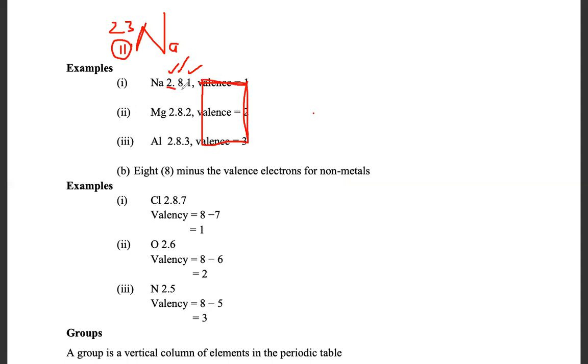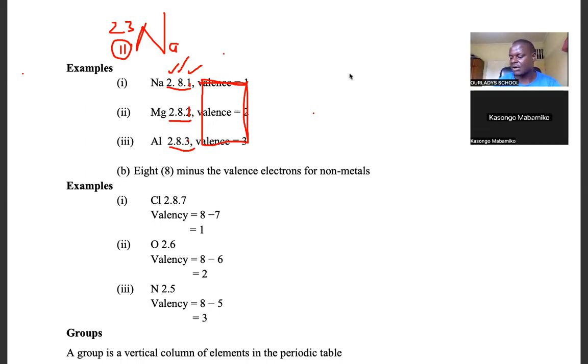We expect this sodium to be in period 3, magnesium to be in period 3, aluminium to be in period 3, because they have the same number of shells. Because the numbers are increasing, this is 11, 12, 13, these elements are supposed to be following each other. Let me show you what I mean. Because the atomic numbers of these elements they have given us are consecutive numbers, we expect them to be in the same period.